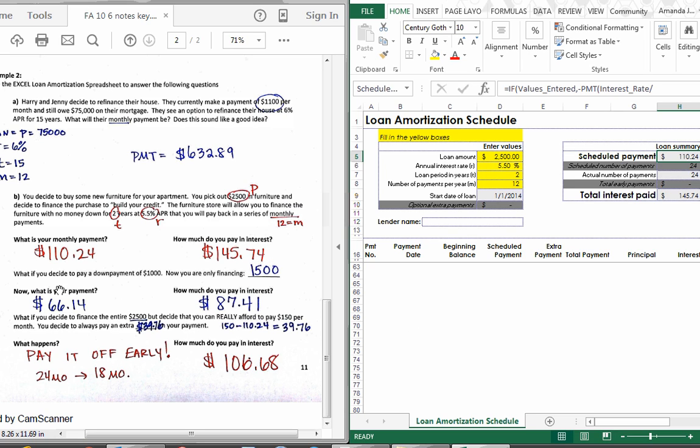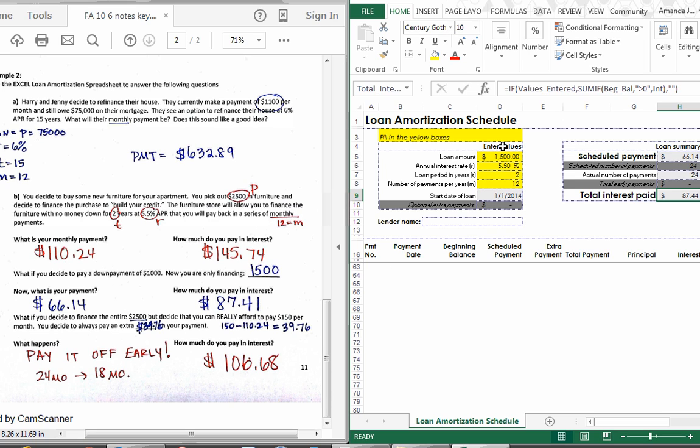Okay. What if you decide to pay a down payment of $1,000? Now you're only financing $1,500. Let's change that number. $1,500. All right. So $1,500, I put that down. That's going to change my payment to $66.40. And now I'm only paying $87.44 in interest. Okay, so a good deal of money less in interest now, and a very small payment.